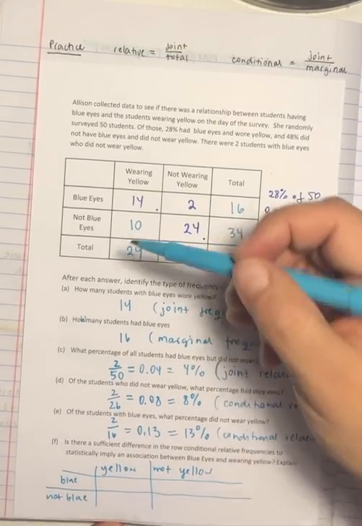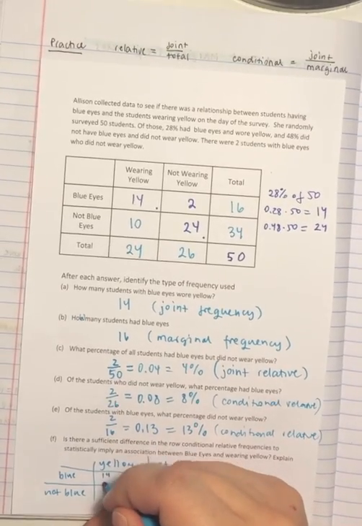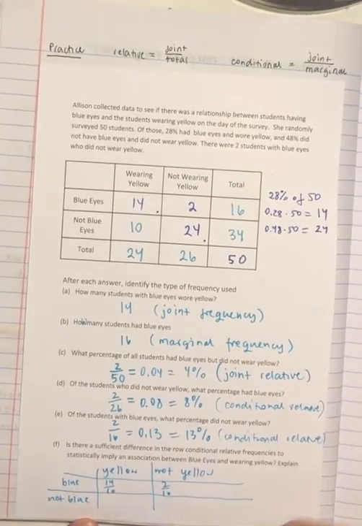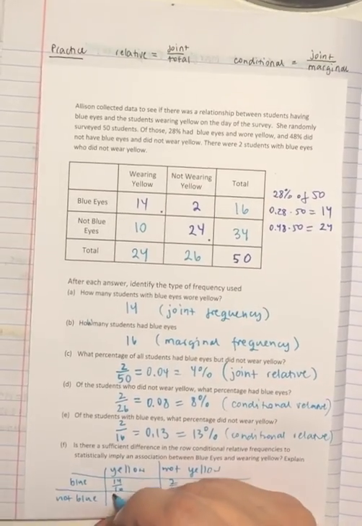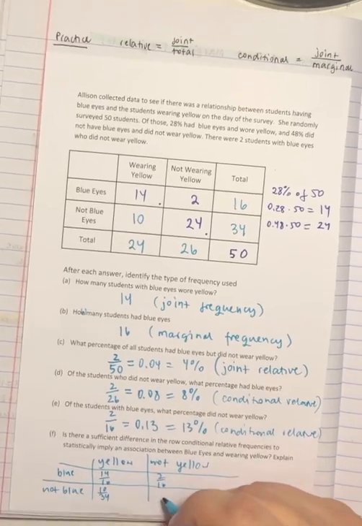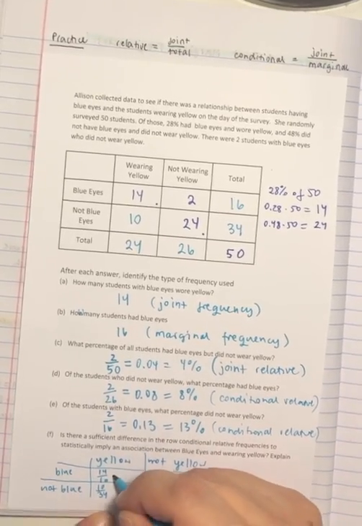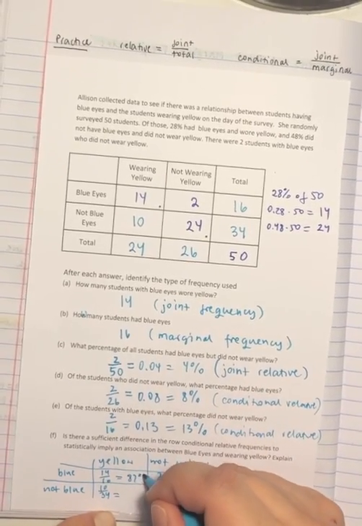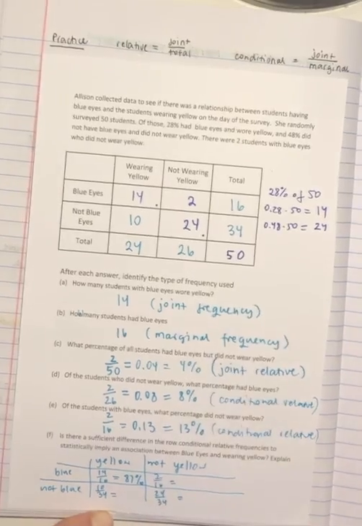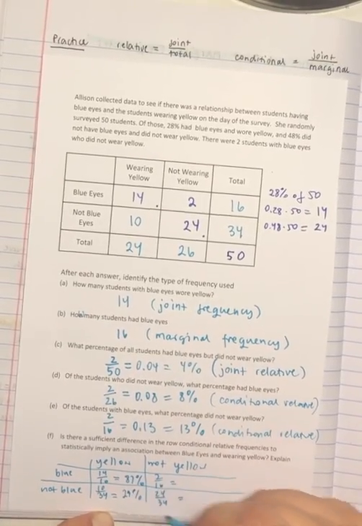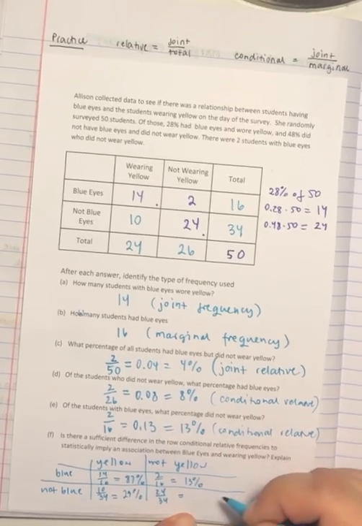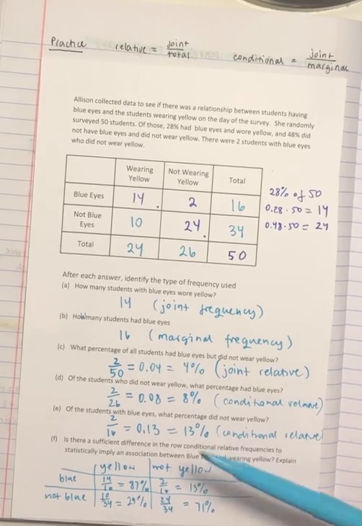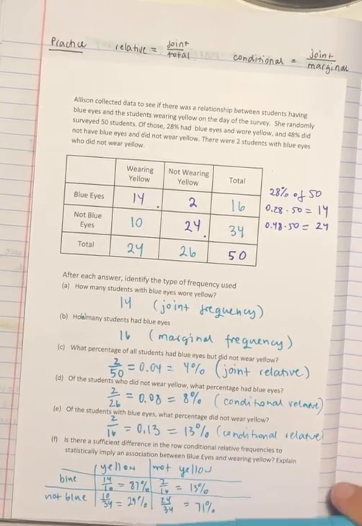So we are going to do 14 over 16, 2 over 16, because we're comparing just the row. And then for not blue, we're going to do 10 over 34 and 24 over 34. If we use a calculator, we will get 87%, 13%, 29%, and 71%. So if you look at this table, is there a significant difference between the percentages in these two rows?